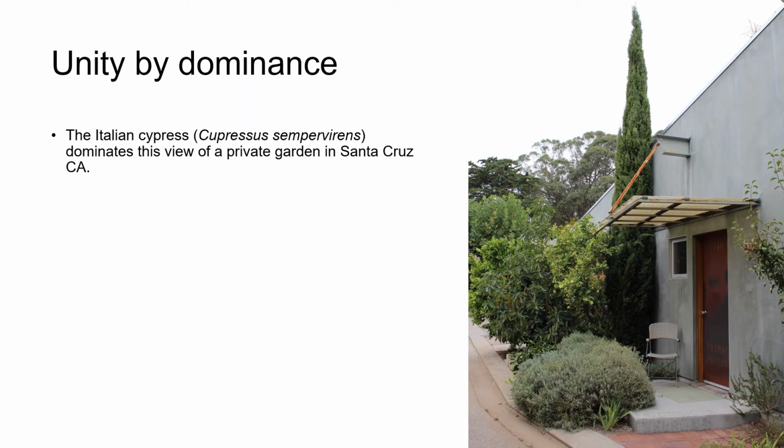The Italian cypress in this picture of a private garden in Santa Cruz acts as a focal point in this grouping of plants and becomes the dominant statement, looking like an exclamation point here, but it draws our eye and it acts as a framework for the front door on this building.